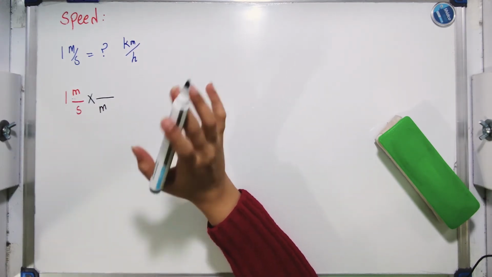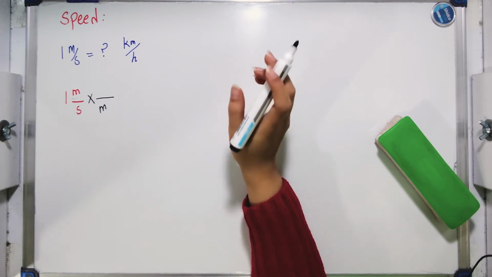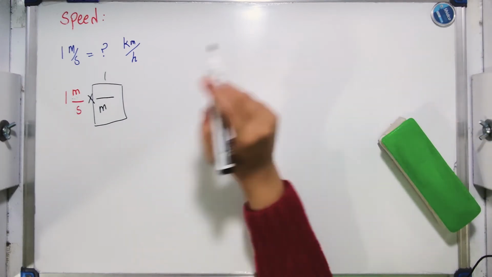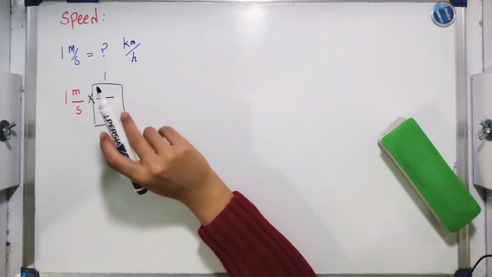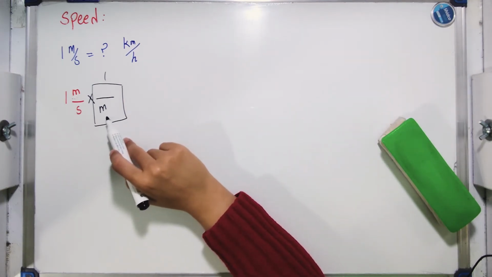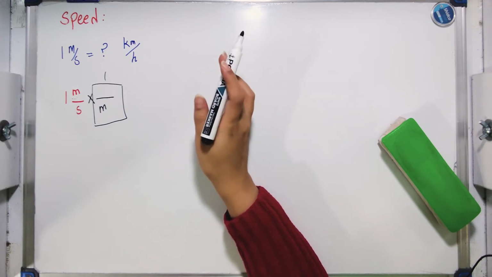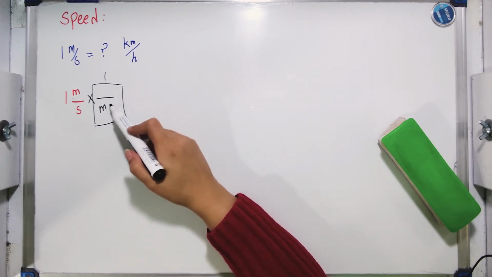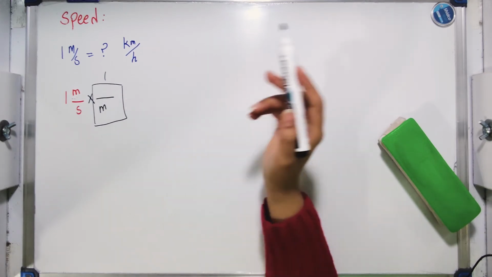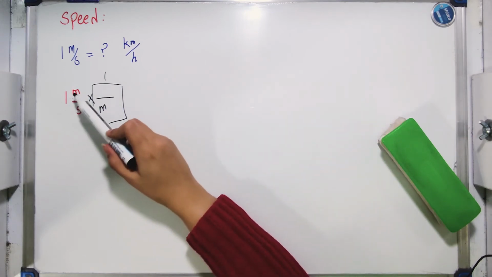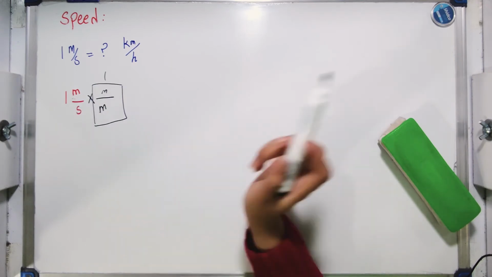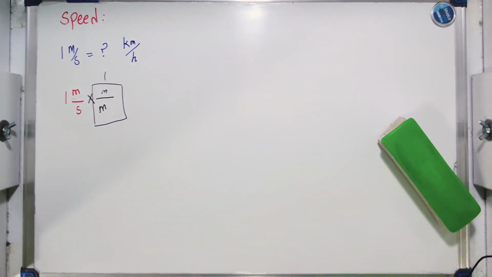But don't forget that I'm not going to change my number. So I have to keep this fraction 1. M over s multiplied by 1 is always m over s, doesn't change. But if I just multiply it by m, everything is changed. So I want to make this fraction equal to 1. If I put m over m, it's worthless. I'm removing 1 m and making another m. So what am I supposed to do?